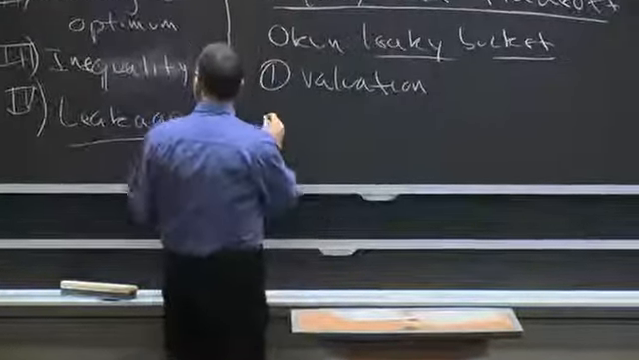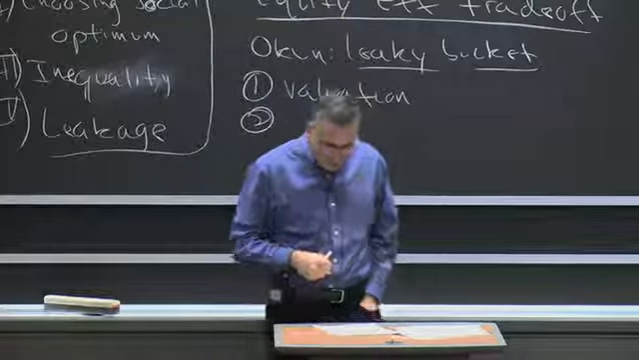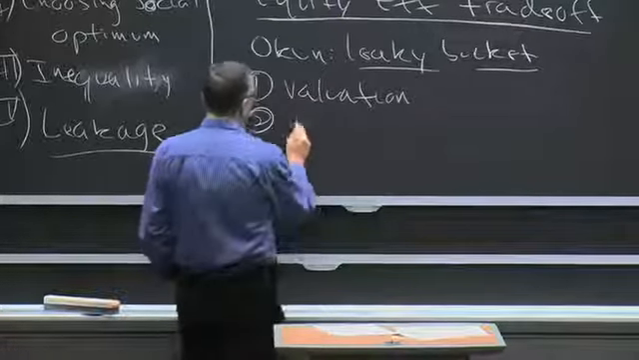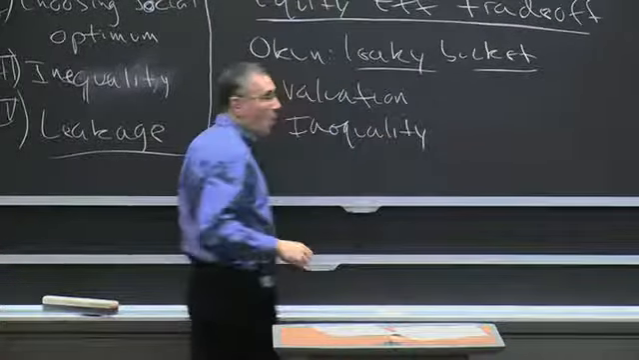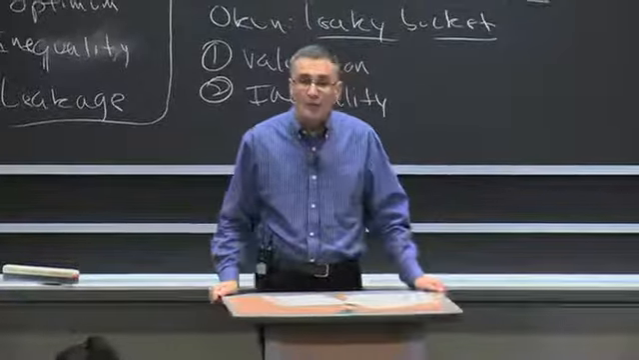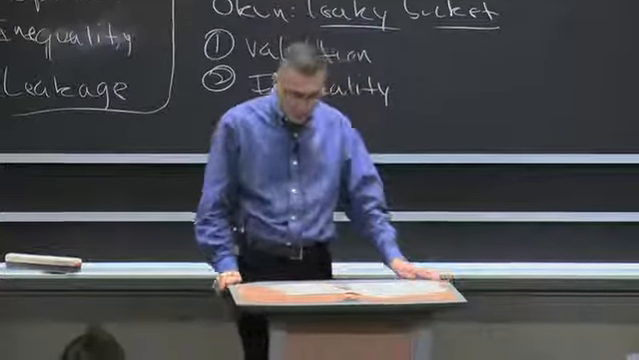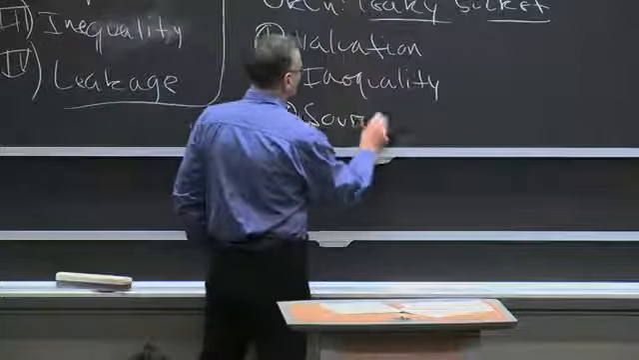The second thing we're going to talk about is what we know about the facts on inequality. What do we know about what's actually happened to the distribution of resources in the US at a point in time and over time? The third thing is we're going to talk about the sources of leakage.